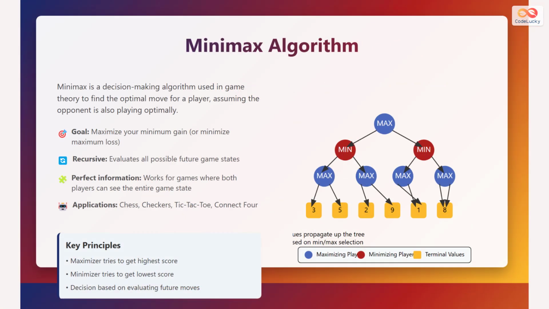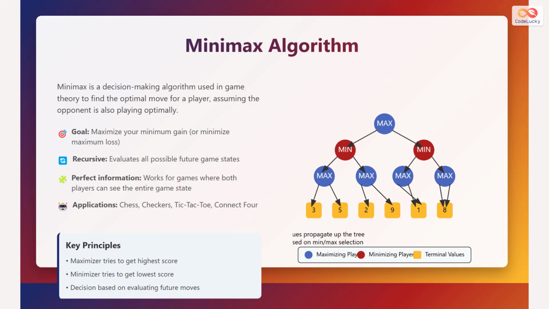The Minimax algorithm is a decision-making algorithm used in game theory to find the optimal move for a player, assuming the opponent is also playing optimally. The goal of the Minimax algorithm is to maximize your minimum gain or minimize your maximum loss. It's a recursive algorithm that evaluates all possible future game states. This algorithm works for games where both players can see the entire game state, that is, perfect information games. It has real-world applications like in chess, checkers, tic-tac-toe, and Connect 4.